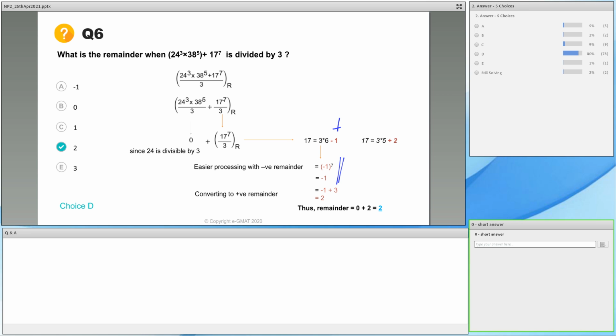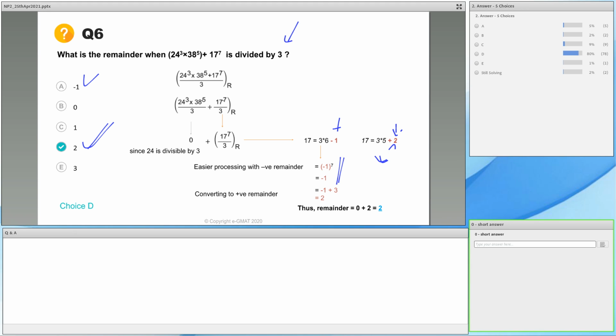Because minus 1 is a negative remainder, you don't just rush and choose option A. You add back the divisor. So minus 1 plus 3, that is 2, is the final answer. It's as simple as that. You could do it with this as well. Only difference is then you would have to deal with 2 power 7. I believe that's 128. And then you would try to figure out something like that. That's a lot more complicated. It would be much easier if you just did this.